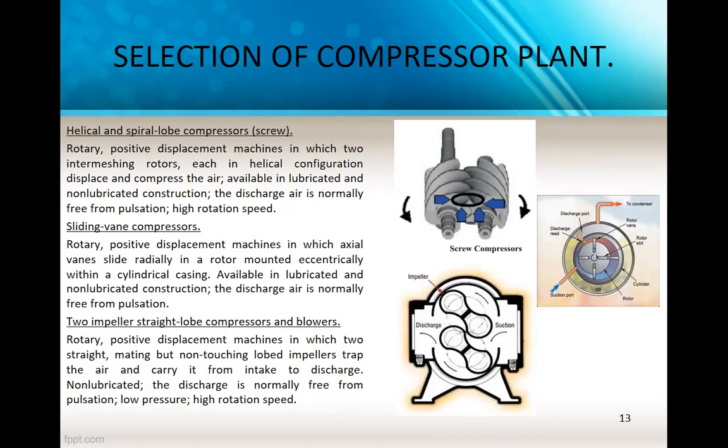Okay. Two impeller, straight lobe compressor, and blowers. So, rotary positive displacement machine in which two straight mating but not touching lobe impellers trap the air and carry it from the intake to discharge, non-lubricated. The discharge is normally free from pulsation, low pressure, high rotation speed.